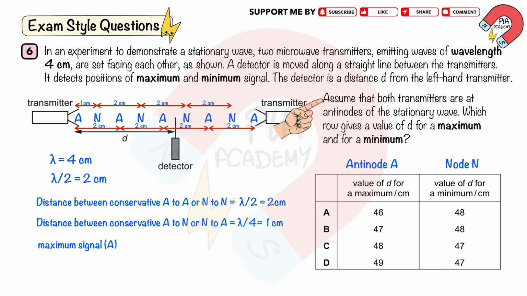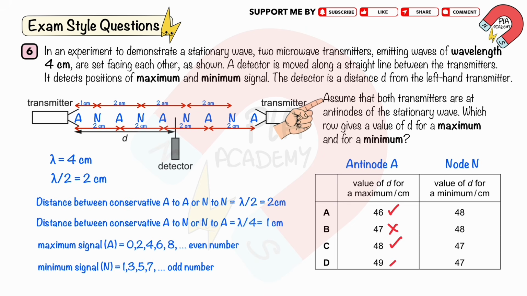From the diagram, the value of d for maximum signals, or antinodes, occurs at 0, 2, 4, 6, 8, and so on, which are even numbers. The value of d for minimum signals, or nodes, occurs at 1, 3, 5, 7, and so on, which are odd numbers. So, the value of d for a maximum can be 46 and 48 centimeters. The value of d for a minimum can be 47 centimeters. So, C is correct.